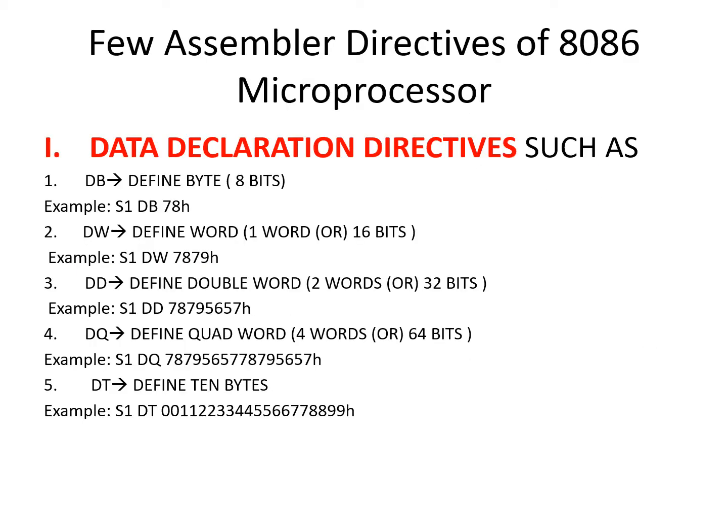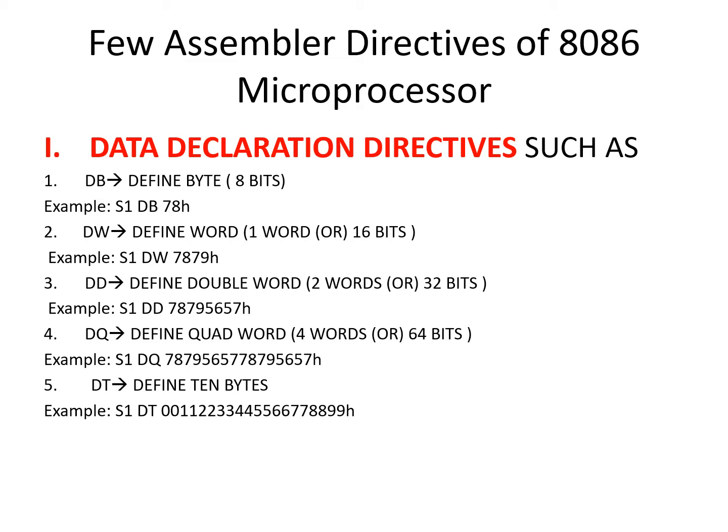Now we will see what the various types of assembler directives are. The first type is data declaration directives. In that, various classifications are there: DB, defined byte; DW, defined word; DD, defined double word; DQ, defined quad word; DT, defined 10 bytes. So what is the use of this DB, DW, DD?